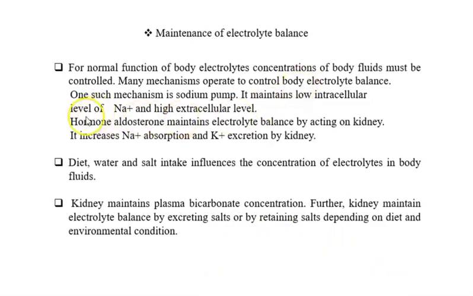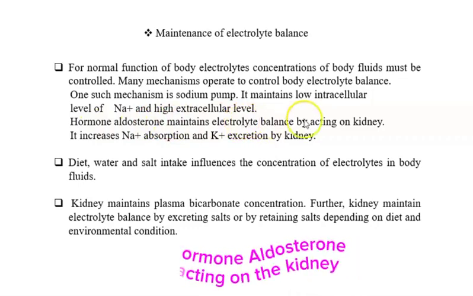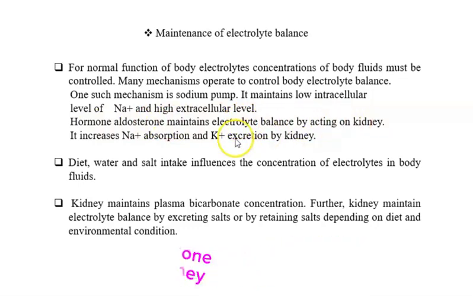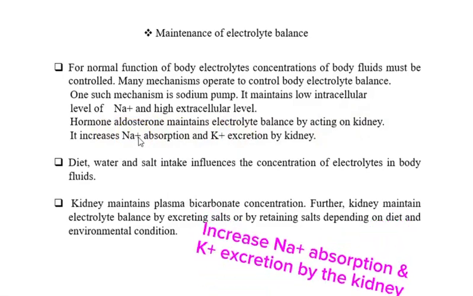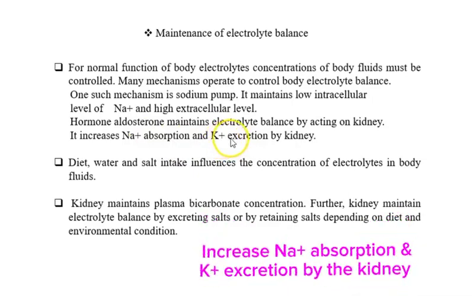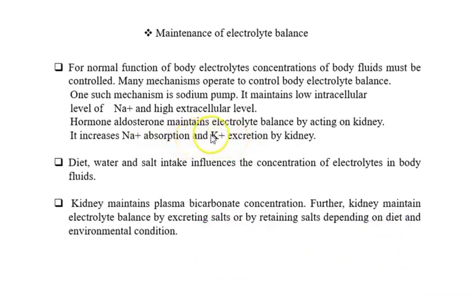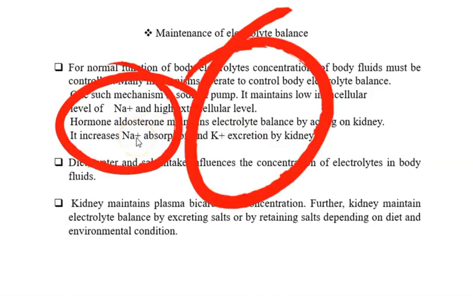Then another mechanism, which is mechanism number 2, is the hormone aldosterone that helps to maintain electrolyte balance by acting on the kidney. It will tell the kidney to increase sodium ions absorption and excrete potassium ions, so the excess waste or electrolyte is excreted out of the body, while the one the body needs is absorbed.